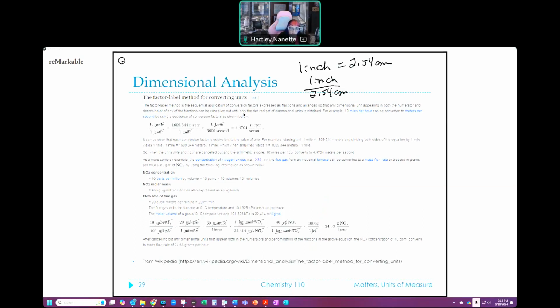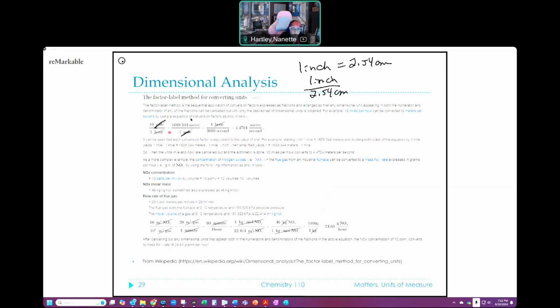So if I'm in miles and I need to get to meters, I need to know how many meters are in a mile. So how many meters are in a mile? And that's this factor right here, 1609.344 meters in 1 mile. My miles cancel when I do that. And that leaves me in meters per hour, because I haven't canceled the hour yet.